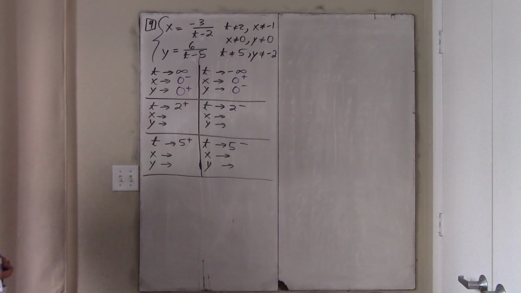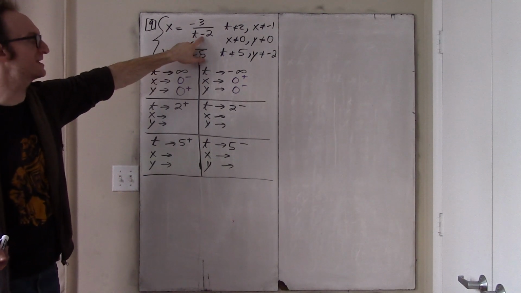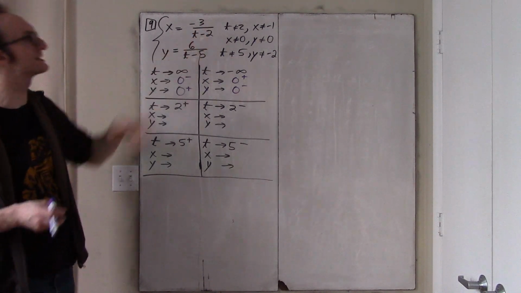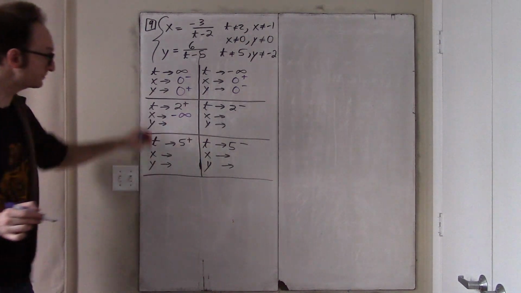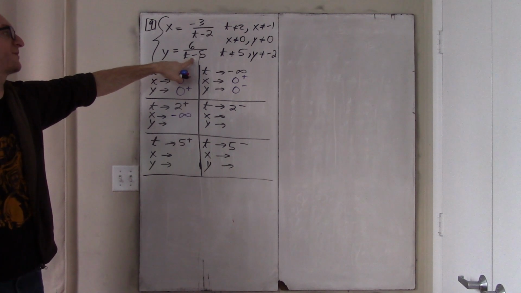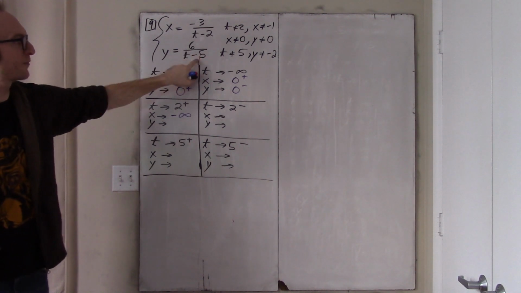Now let's see what happens if t is a little bit more than 2. If t is a little bit more than 2, that's a tiny positive down there. But what is negative 3 divided by a tiny positive? That's going to be a huge negative number. Down here is where things get hard. 2 minus 5, what is that? Well, it's basically negative 3. So this is basically 6 over negative 3.